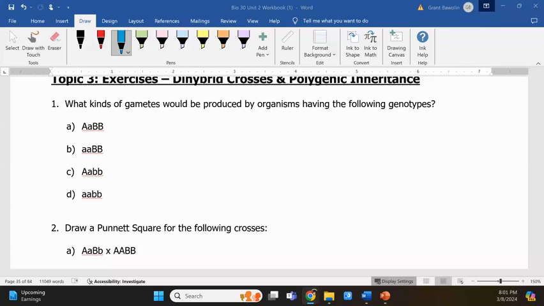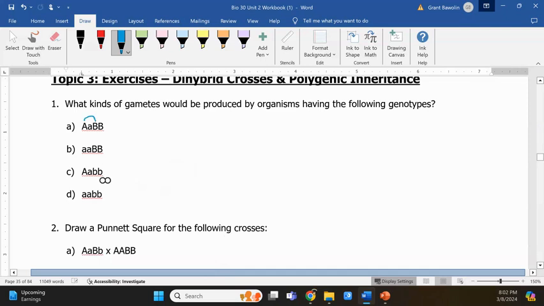What kind of gametes would be produced by organisms having the following genotypes? We're going to use the FOIL method to find all the possible gametes. The first one is going to be capital A, capital B. Second one, also big A, big B. Third one, the inner two, little a, big B. And the last, little a, big B.